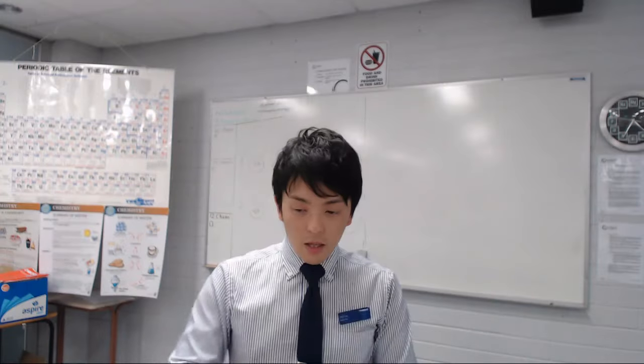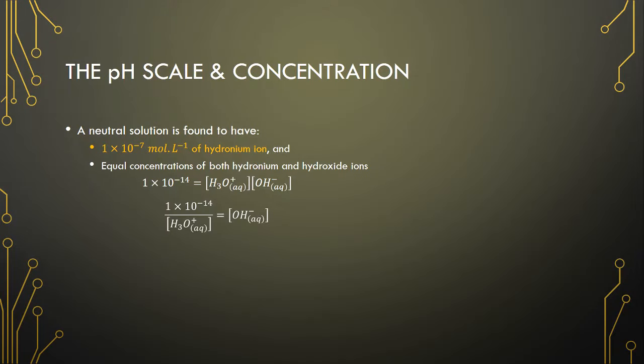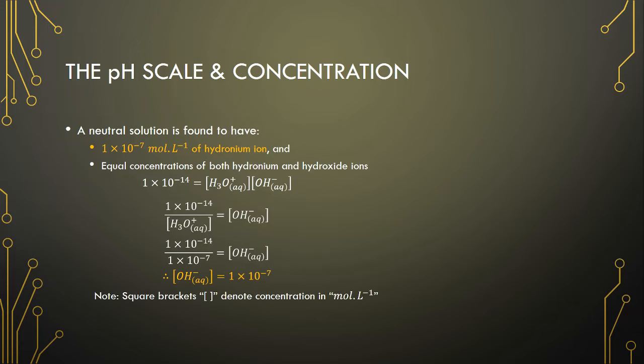In this equation, which was rearranged here to find the concentration of OH-, you can do 1 times 10 to the power of negative 14 divided by the concentration of H3O+. In this case, it's 1 times 10 to the power of negative 7. As an answer, you should get that the OH- concentration is the same as the concentration of hydronium ion, which is 1 times 10 to the power of negative 7 moles per liter. Again, square brackets denote concentration in moles per liter.